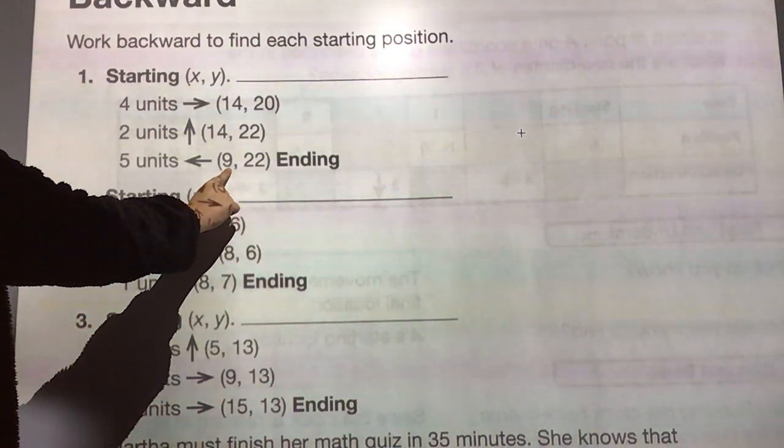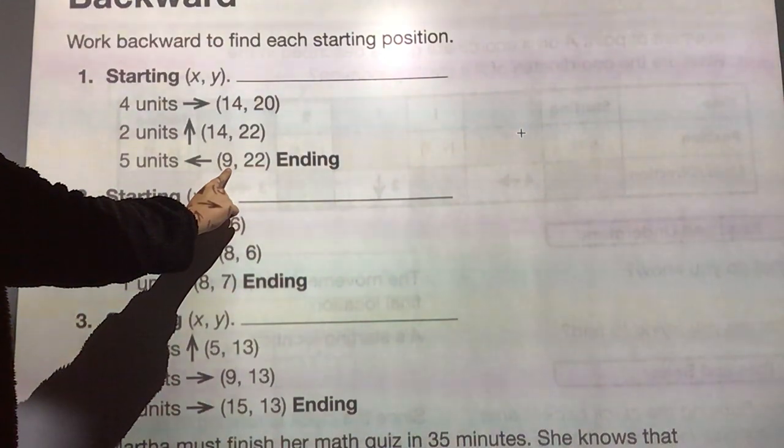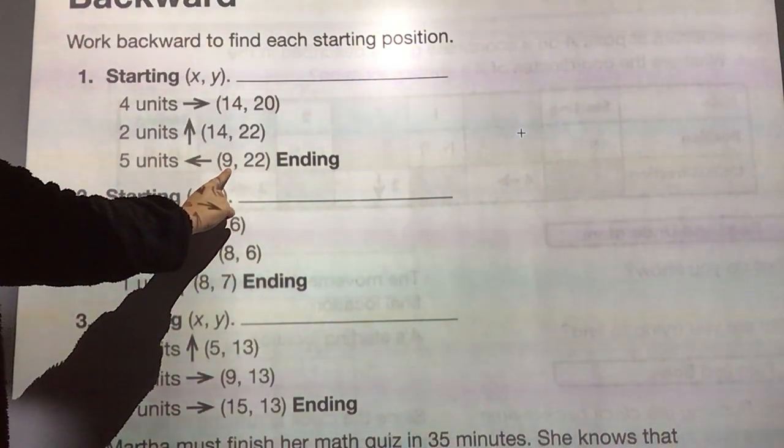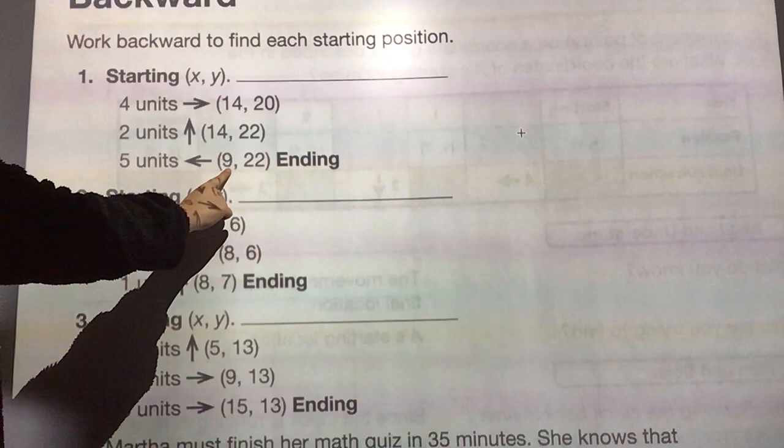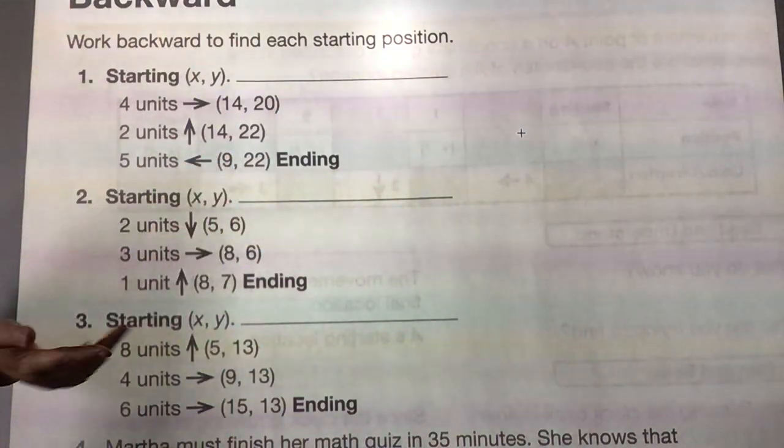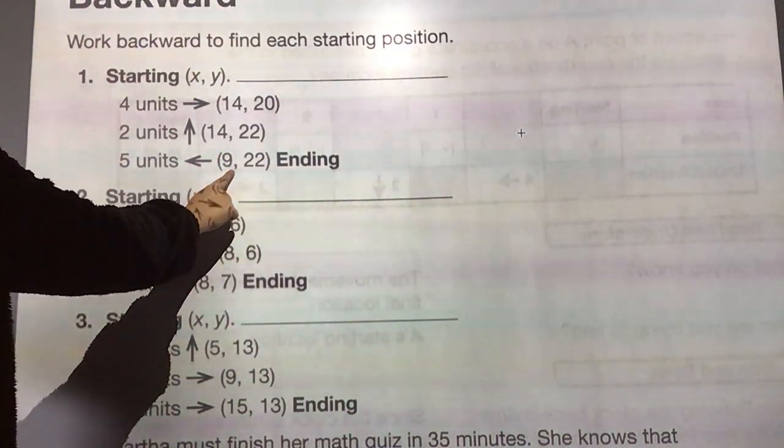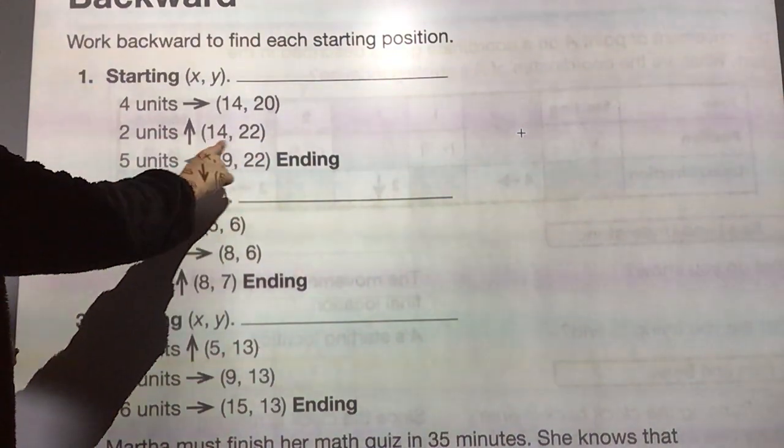And then if I add 5, what's 9 plus 5? 14. 14 what? Units. 14, 22. Give me the whole ordered pair. 14, 22. Look at, that's what you got here.